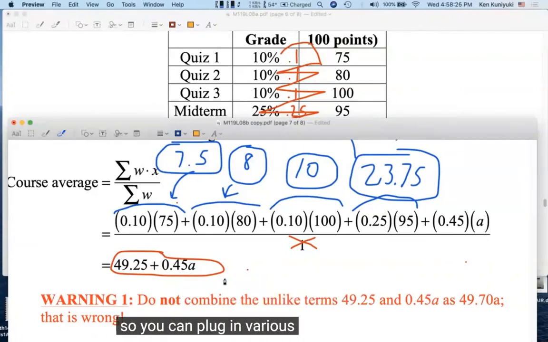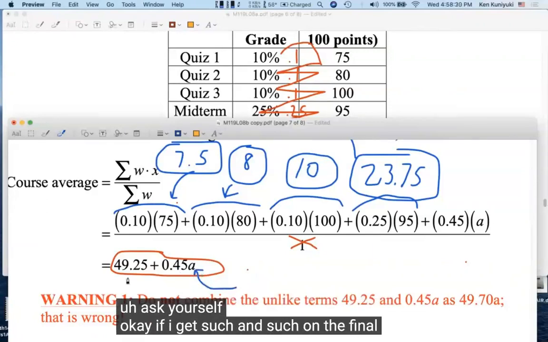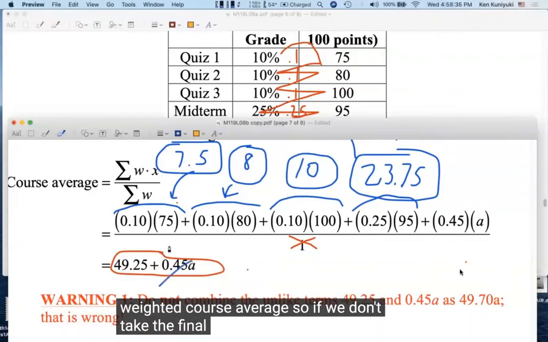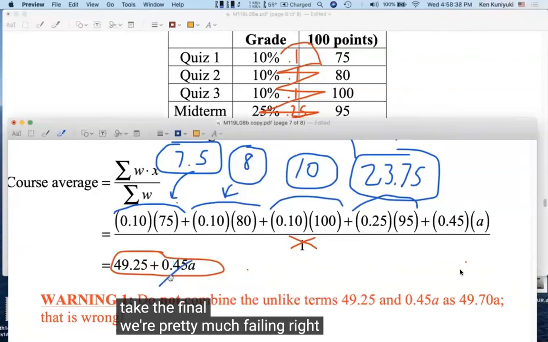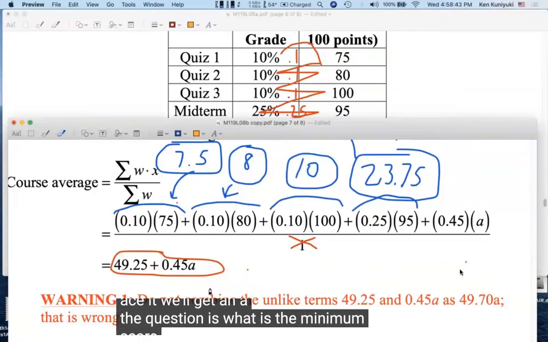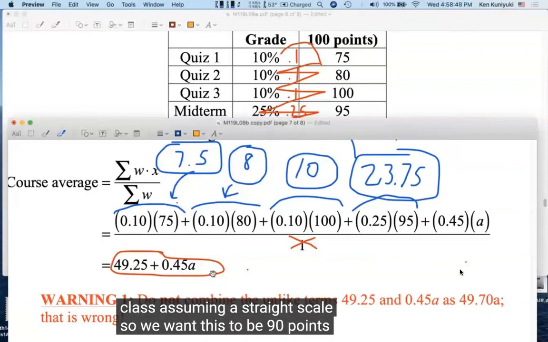So you can plug in various numbers, okay? Ask yourself, okay, if I get such and such on the final, what will be my overall weighted course average? So if we don't take the final, we're pretty much failing, right? If we ace it, we'll get an A. The question is, what is the minimum score we can get away with in order to get an A overall for the class, assuming a straight scale? So we want this to be 90 points or above.